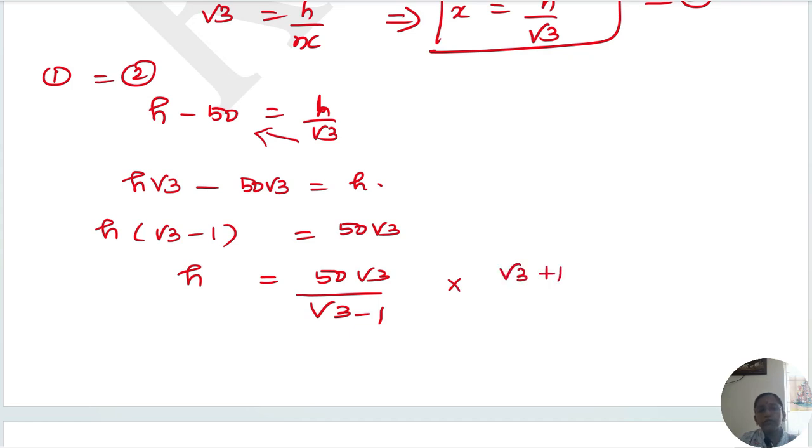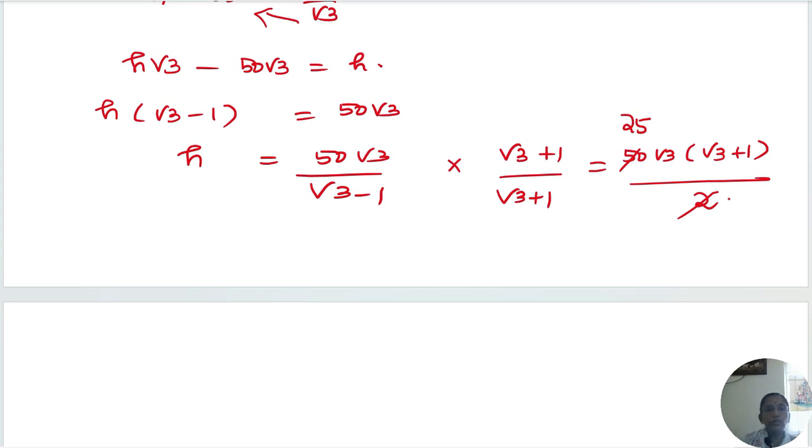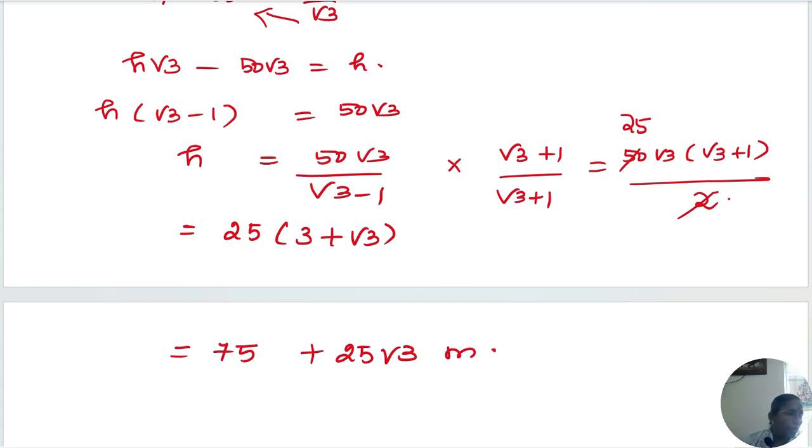So do rationalization. So 50 root 3 times root 3 plus 1 divided by root 3 squared minus 1 squared, that is 2. So you can cancel your value. So 25 root 3 times root 3 plus 1. So you can take your root 3 inside, so that your value will be 25 times 3 plus root 3. If you are given your root 3 value, you can supply your data. So you can take 25 inside, so plus 25 root 3 meters. So this is our H value.